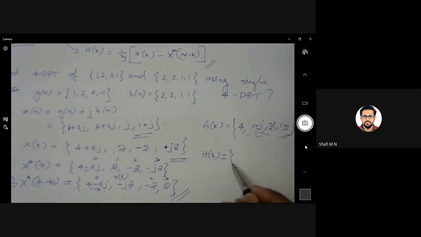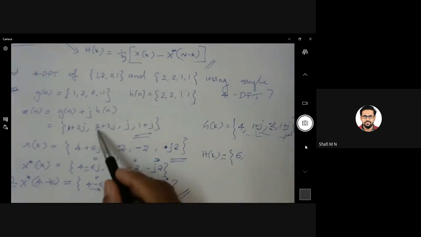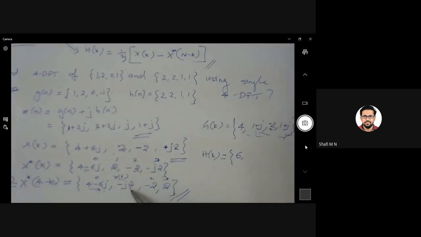So let's find h of k. 6j minus of minus. So 6j plus 6j is 12j divided by 2j. So that will be 6. Right? Similarly, find the other terms. So again, 2 plus 2j minus j2. So that will be 2. Simply 2. Minus of minus will become plus, right? This is x of k. So 2 minus minus. So 2 plus 2j divided by 2j. So that will be what? 1 minus j.